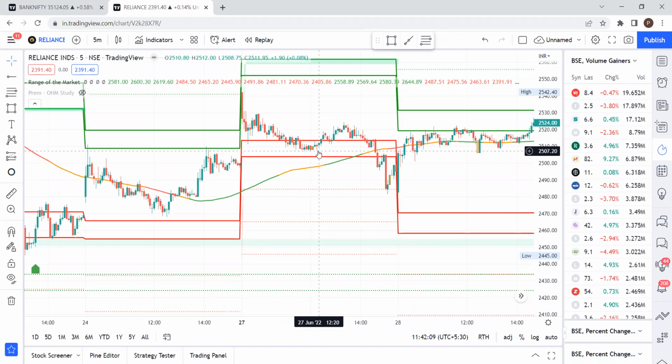if you're concentrating on the intraday market. So if you're concentrating on the other market, like short term or the long term, you need to avoid this range of the market and you need to draw those lines if you are a short term or medium term player.